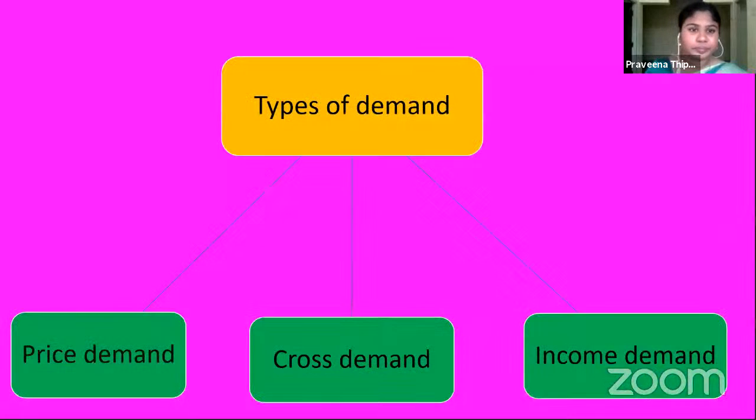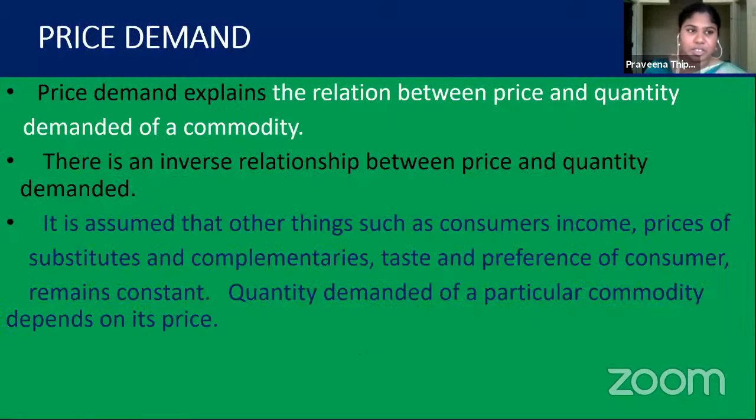So children, there are three types of demand. First one is price demand, second is cross demand, and third one is income demand. So let us see about these demands in detail, children. So first one is price demand. So what is price demand?